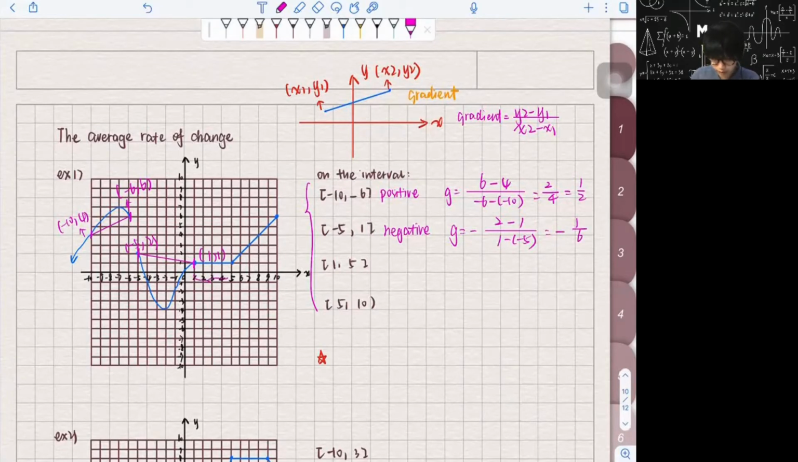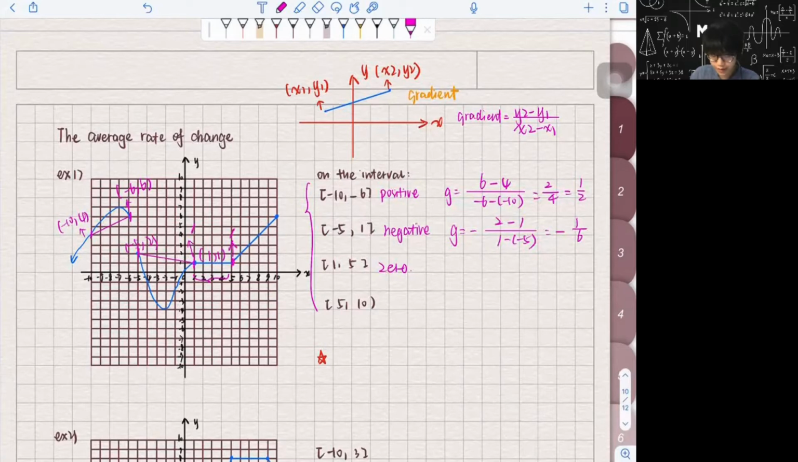And from 1 to 5, as we can see, the y coordinate here is 1, and the y coordinate here is also 1. So we can know that the average rate of change here is 0, because there's no difference between the y coordinates of these 2 points.